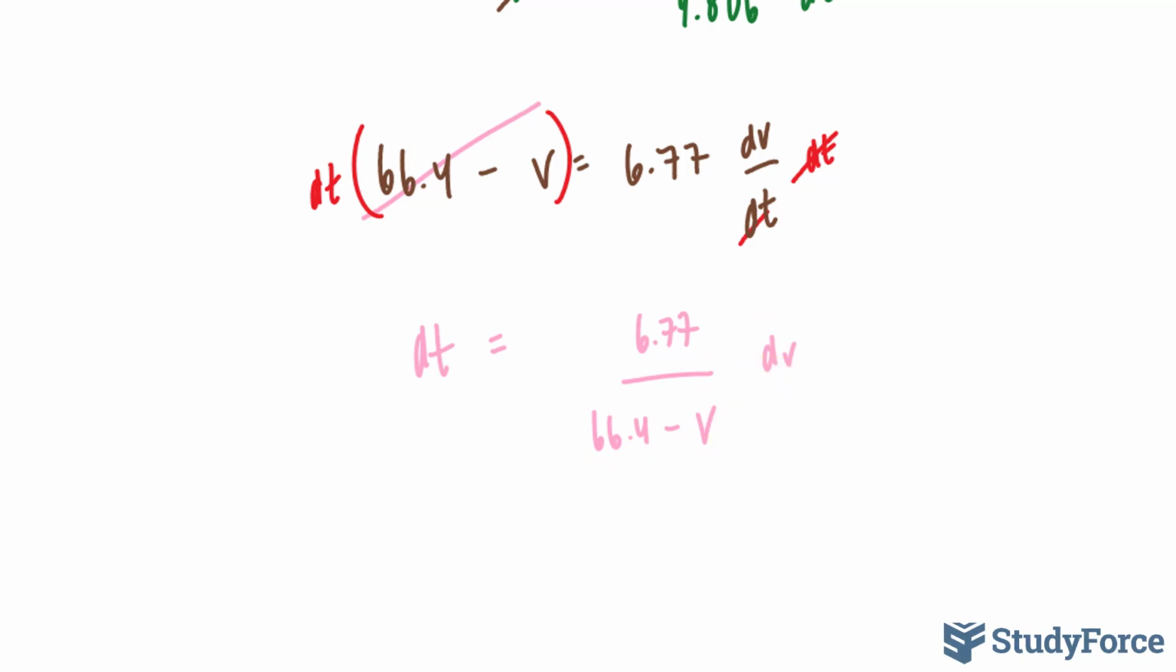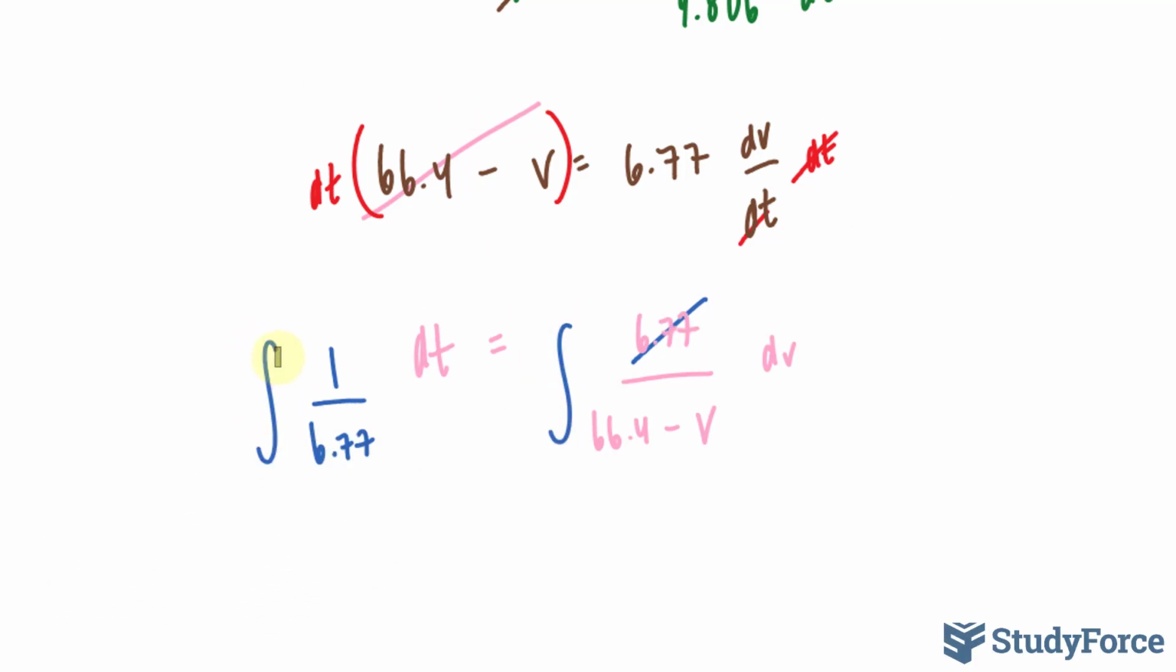One more thing before integrating, I want to divide both sides by 6.77. That way I have the numerator vacant with only the number 1. So if I divide this by 6.77, this goes away. And on the left side, I'll have 1 over 6.77. Now we are ready to integrate.